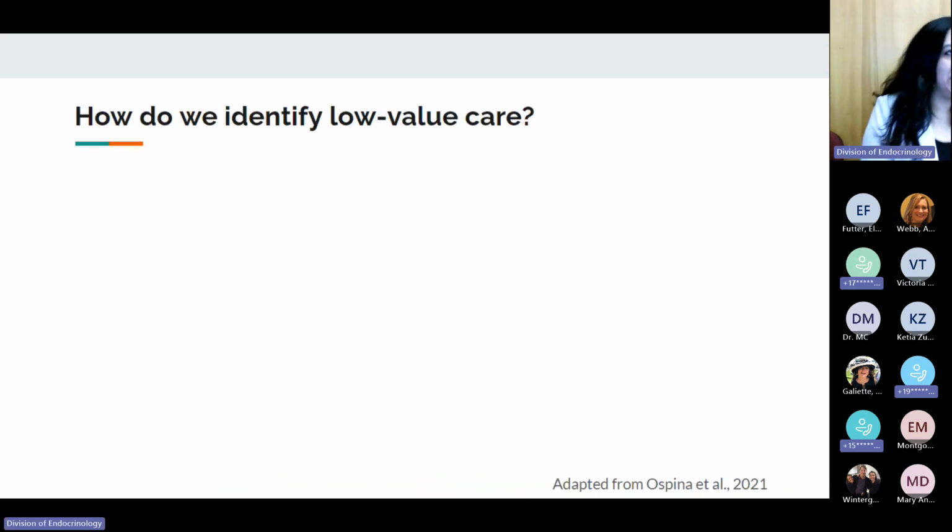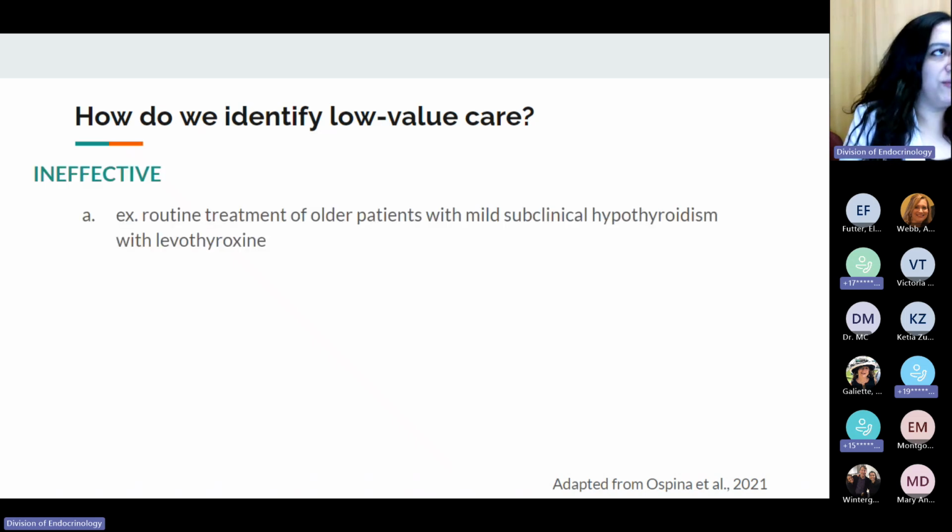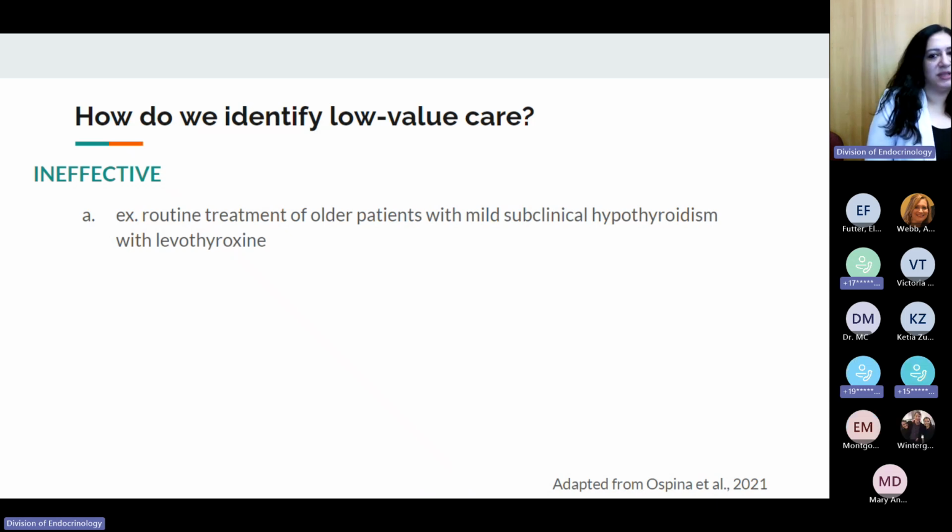So that being said, how do we know what low value care is? So firstly, low value care is ineffective. An example in endocrinology is treatment of older patients that have subclinical hypothyroidism with levothyroxine. All the studies that we've done have shown it doesn't really improve any symptomatology, morbidity, or anything of that nature. So giving them levothyroxine to improve their biochemical thyroid function is ineffective overall and something that we don't usually do.